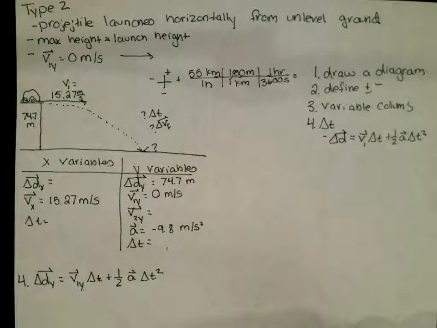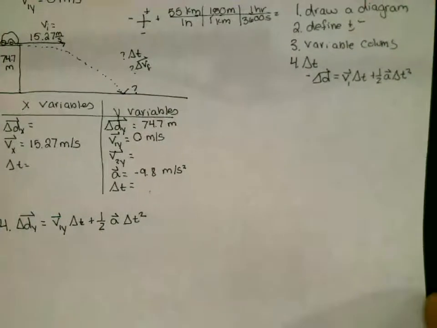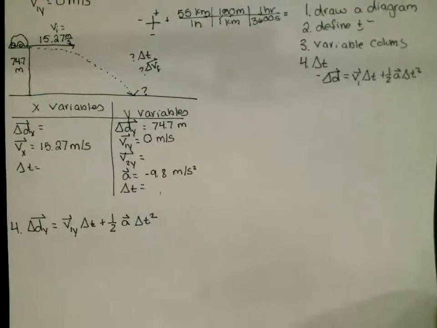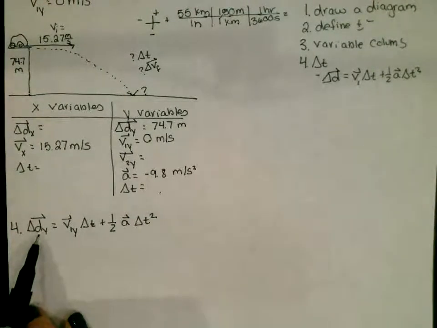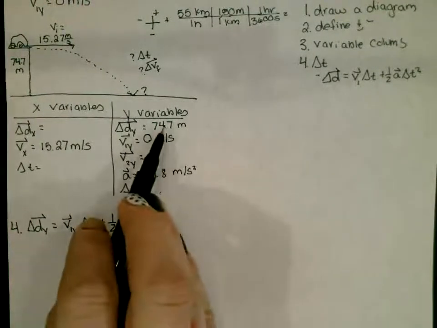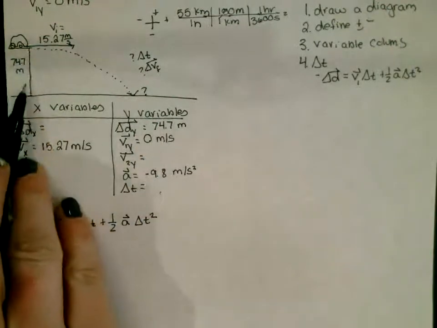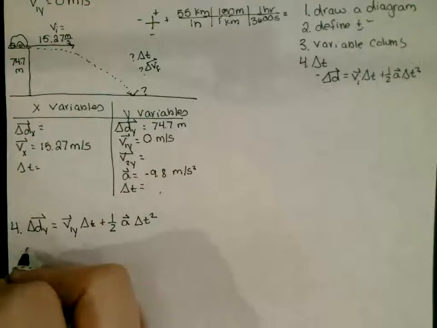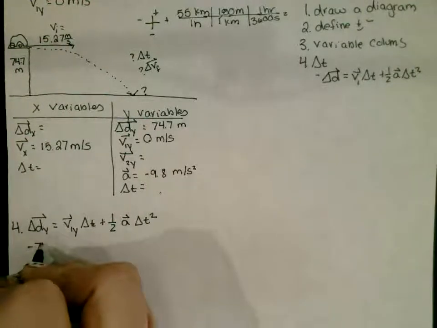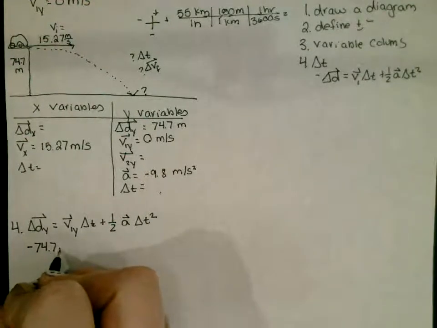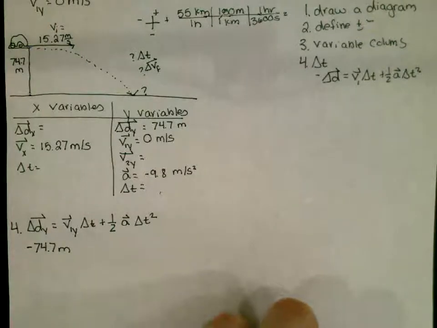All right. So now that I have my kinematics equation, we're going to plug in what we know. The first one is our displacement vertically. It's 74.7 meters, but it's 74.7 meters down. So I'm going to make sure this number is a negative. That's super important. Please watch your signs with your directions.